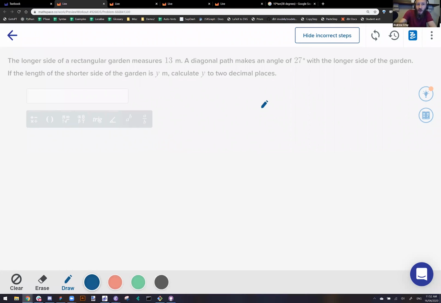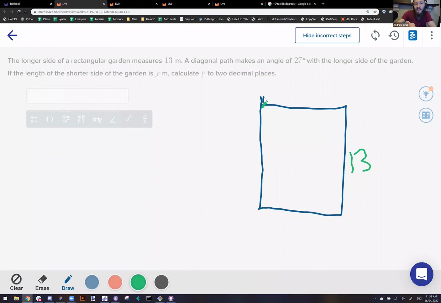Rectangular garden. Here's my rectangular garden. Let's do it. Okay, looking good. And it says here that the longer side of a rectangular garden measures 13 meters. 1, 3, killing it. A diagonal path makes an angle of 27 degrees with the longer side of the garden.